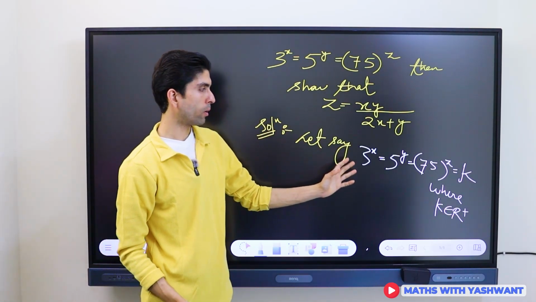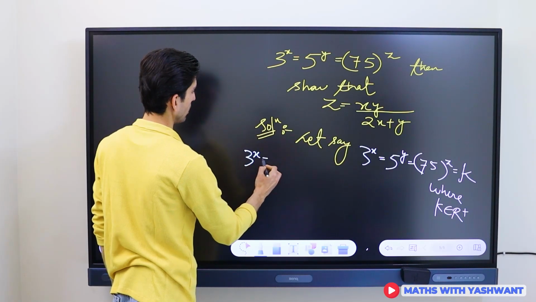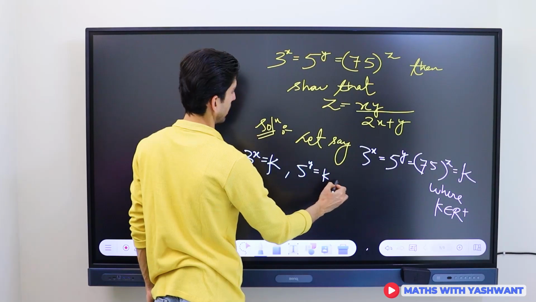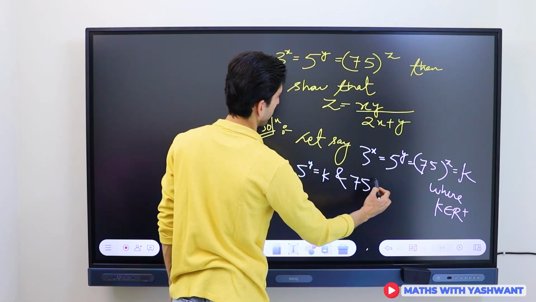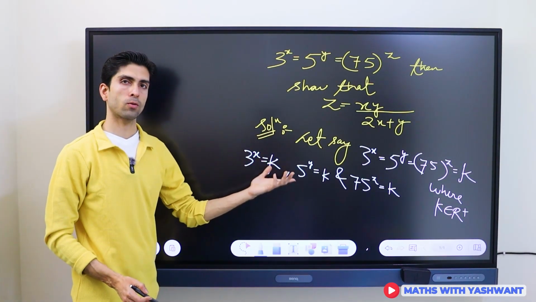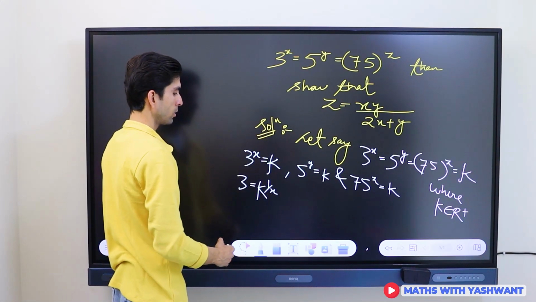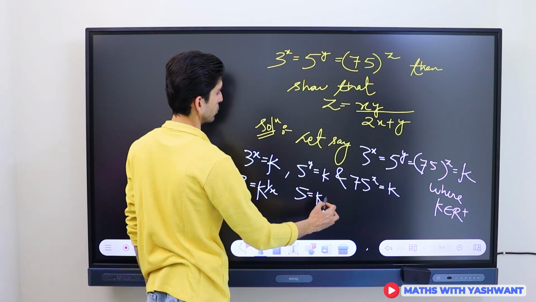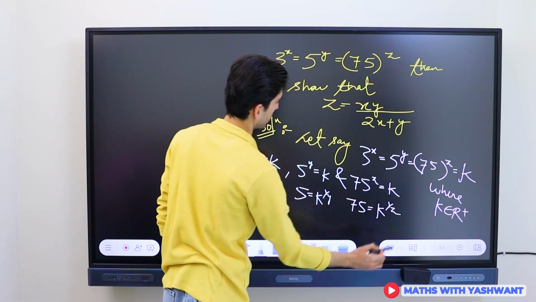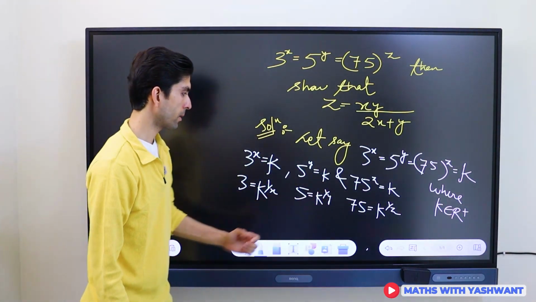Now we'll segregate all these three exponential forms with k as their value. So we have 3 to the power x equals k, 5 to the power y equals k, and lastly 75 to the power z equals k. Now as we shift the exponent from the left hand side to the right hand side, we'll do the reciprocal. So this becomes 3 equals k to the power 1 by x, this becomes 5 equals k to the power 1 by y, and lastly we have 75 equals k to the power 1 by z.